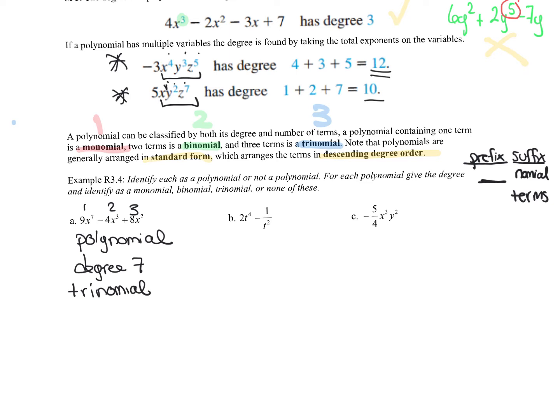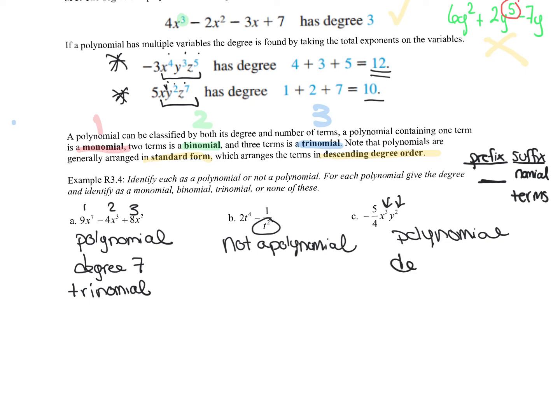Letter B is a polynomial or not a polynomial? It's not a polynomial. And the problem in letter B is this variable in the denominator. Letter C is a polynomial. There's no negative exponents. I got 3 and 2, so that's good.